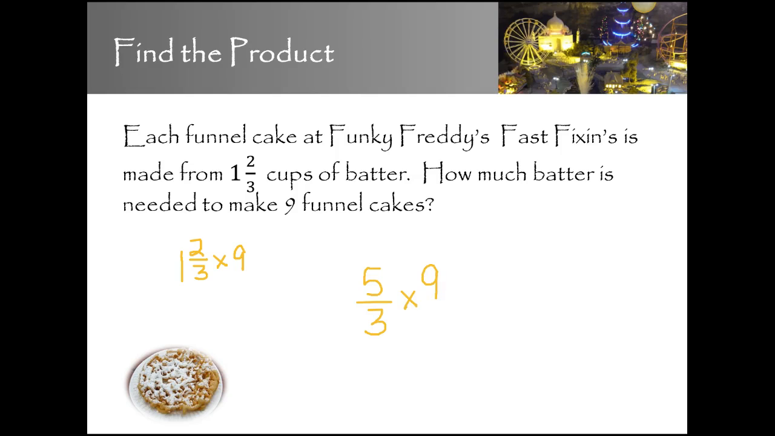Next, we see if we can cross-cancel anything. 5 and 1 are in simplest form, but both 3 and 9 can be divided by 3. 3 divided by 3 is 1, and 9 divided by 3 is 3. We multiply straight across, and we end up with 15 over 1. Our final result is, in order to make 9 funnel cakes, we need 15 cups of batter.